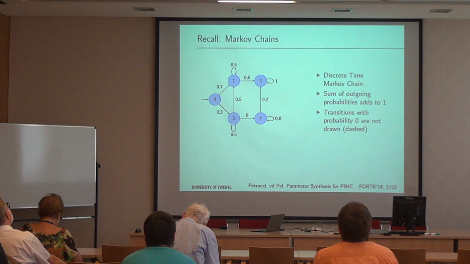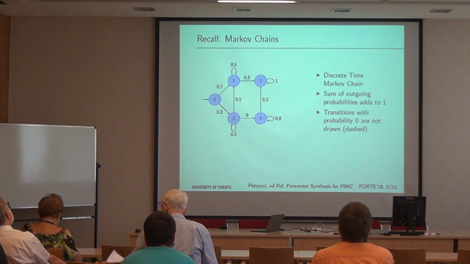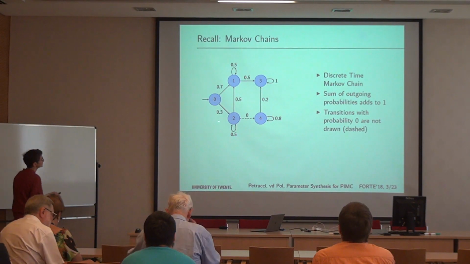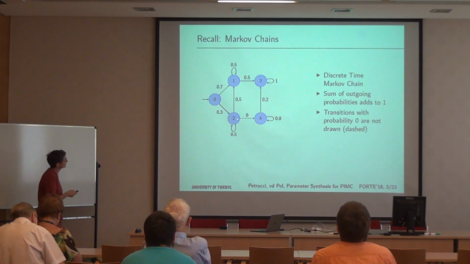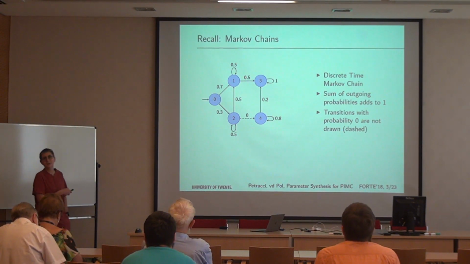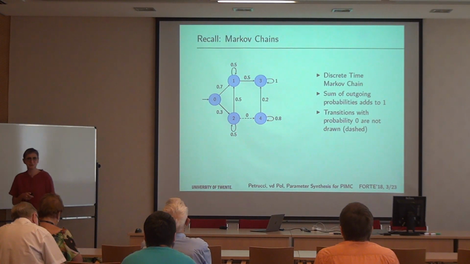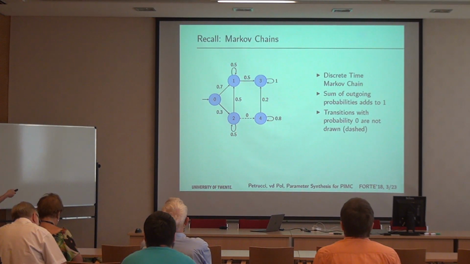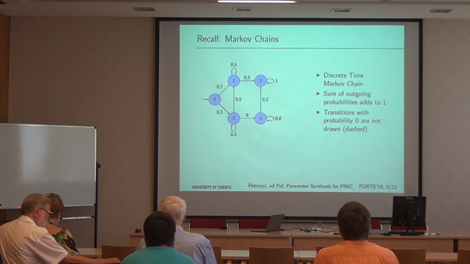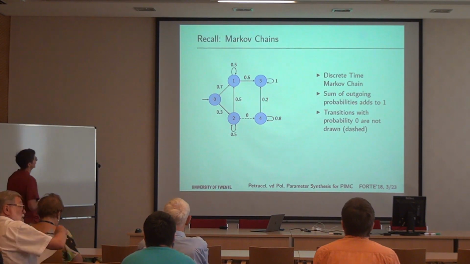Some transitions might have a 0 probability, such as this one, and here it's dashed. You will see afterwards why we use this. That means that you cannot go from 2 to 4, and you explicitly say that the probability is 0.